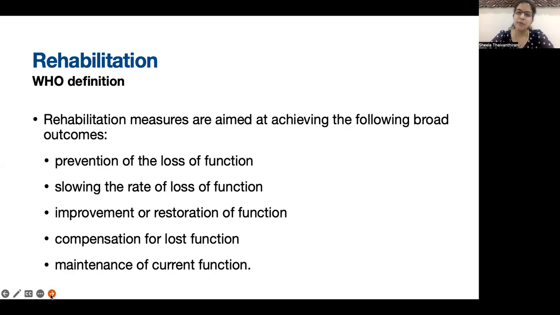Now, if somebody's had a stroke, we want to improve their function. Let's say they're hemiplegic and bound to the bed. We'll try to get them to move on the bed, sit up, get onto the wheelchair, and start standing and walking. Somebody who's had an amputation, we'll try to compensate with a prosthetic limb and train them on how to use it.